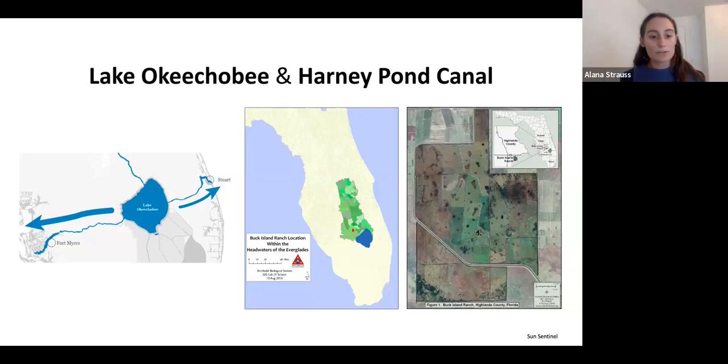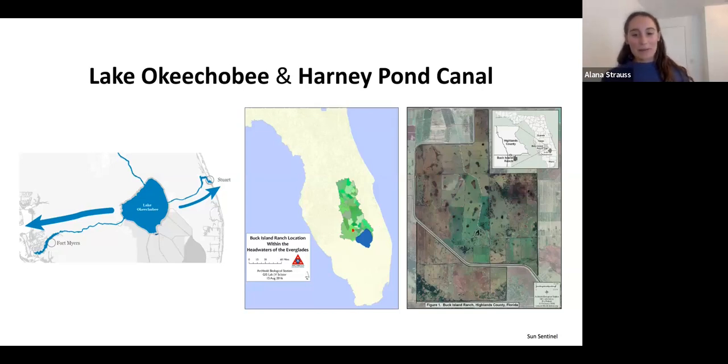And so water was released west to Fort Myers, where we see those red tide algae blooms that we talked about earlier, and water is released east through the St. Lucie River to Stuart, which is where I'm from and why I love this. So anyways, that's where we see the toxic cyanobacteria algae blooms.